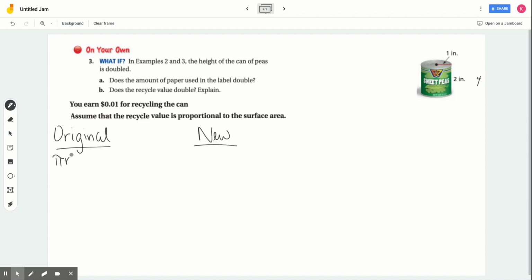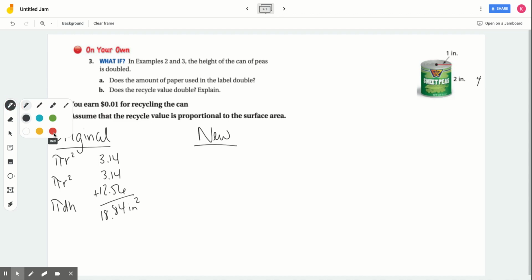If the height is doubled, our new can would have a height of 4. So if we plug this in, pi r squared, pi times diameter times height. The radius is 1 and 1 squared is 1. So 3.14 plus 3.14 plus pi times the diameter, which is 2, times the height, which is 2. So 2 times 2 is 4, and 3.14 times 4 is 12.56. When we add these, we end up with 18.84 inches squared. So this is the surface area of my original can.